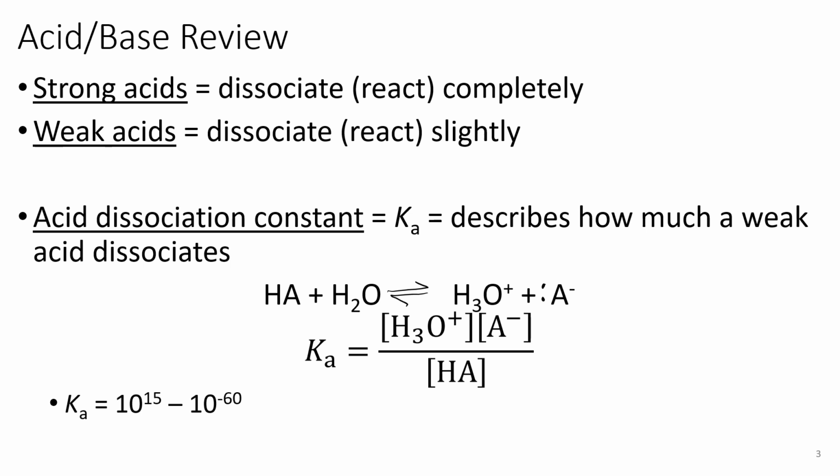For us in organic chemistry, we are mainly going to be looking at a range of 10 to the -5 to 10 to the -15th, which is where most of our common organic acids will fall. So you can see they will be weak acids that favor the HA and do not favor the hydronium and conjugate base concentrations.